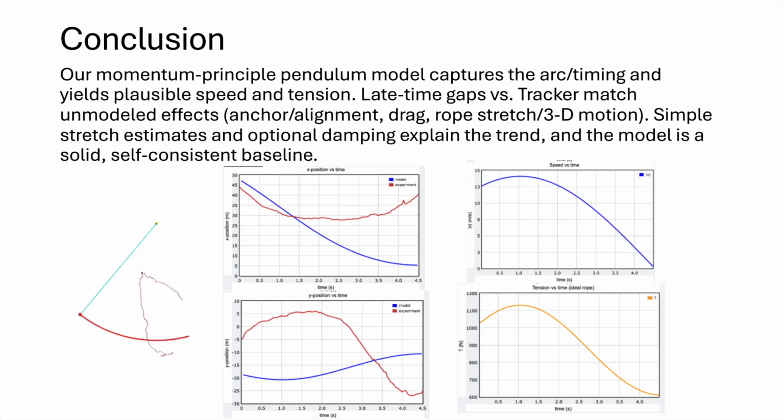and tension. Late time gaps versus tracker match unmodeled effects: anchor alignment, drag, rope stretch, or 3D motion. Simple stretch estimates and optional damping explain the trend, and the model is a solid self-consistent baseline. And once again, here are our results from the code. Thank you.